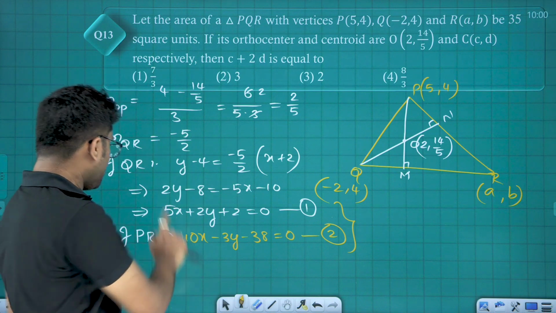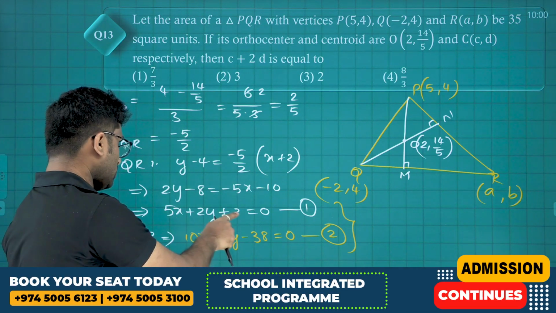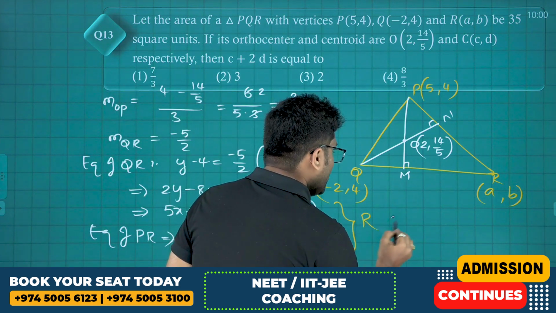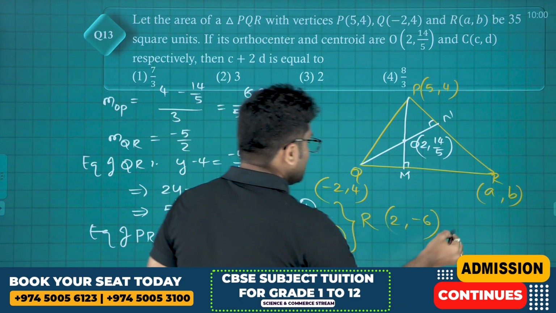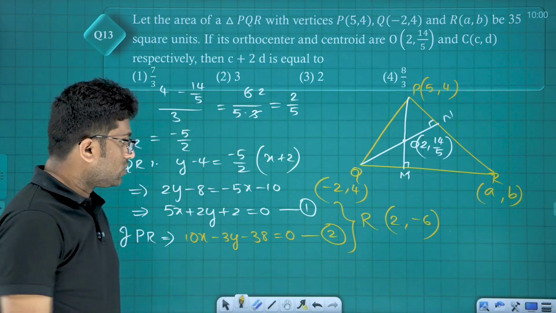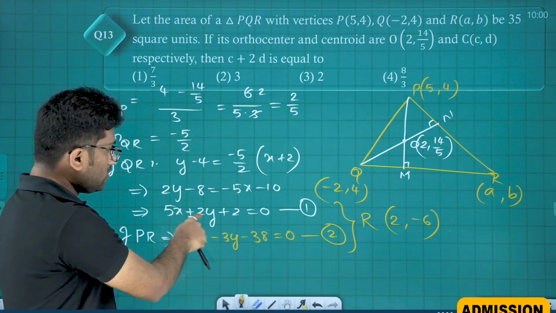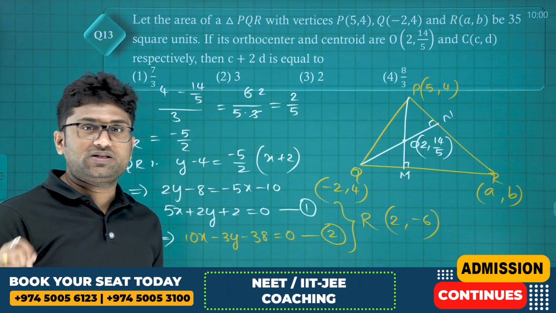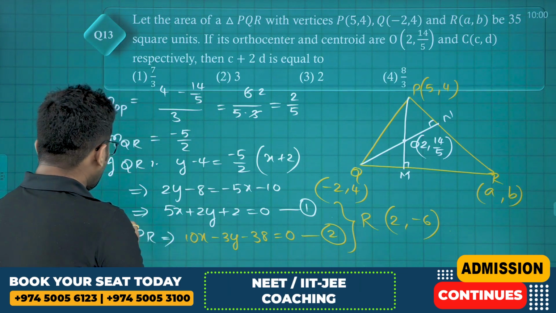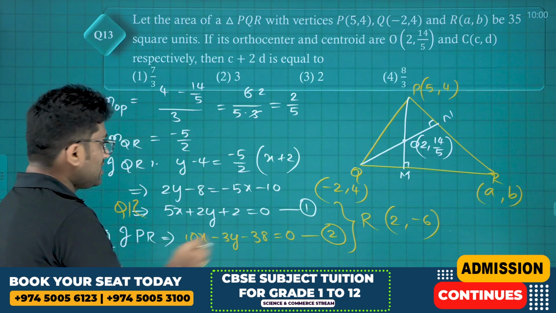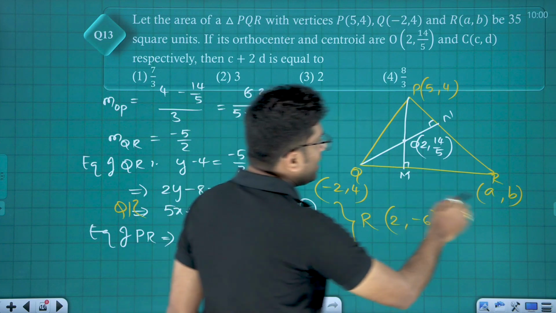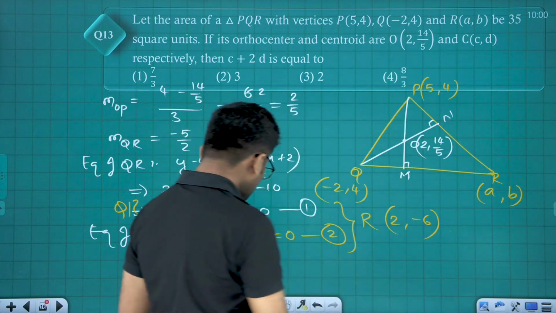Now solving these two. 5 2 is 10, 10 plus 2 is 12. So by solving these two, you will get 2 comma minus 6 as the point of intersection. So 2 comma minus 6, 5 2 is 10 minus 12 plus 2, correct. So 2 comma minus 6 is the point of intersection. That is nothing but QR intersection PR, which is nothing but R. So we have got R now. Now from these three we can get the centroid.